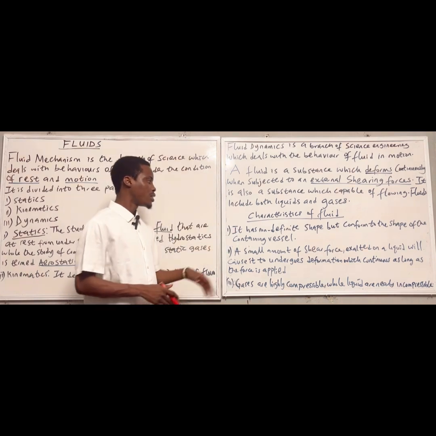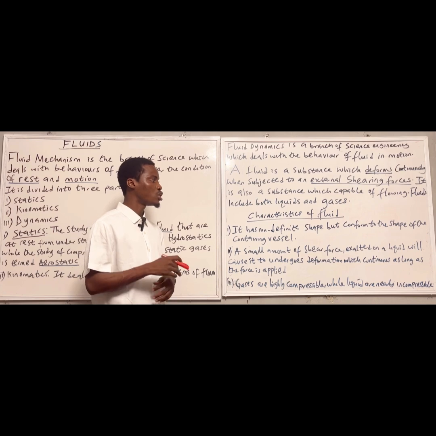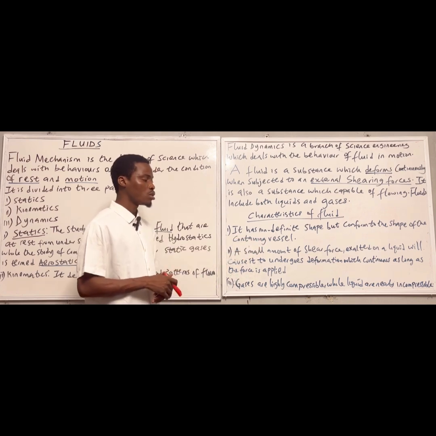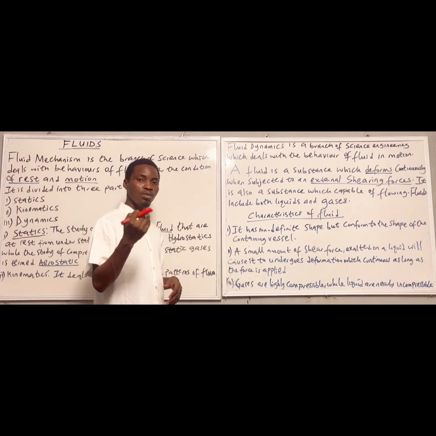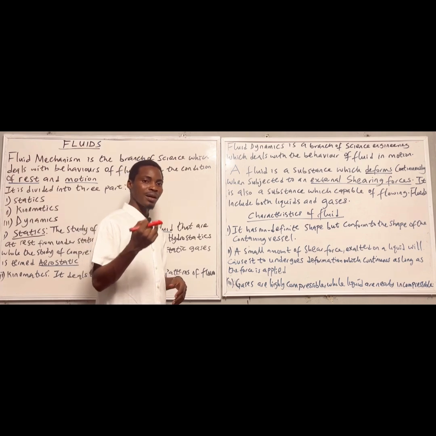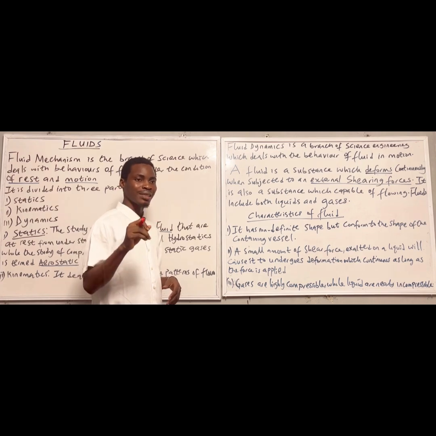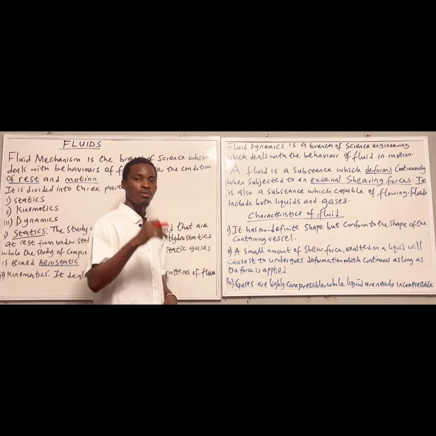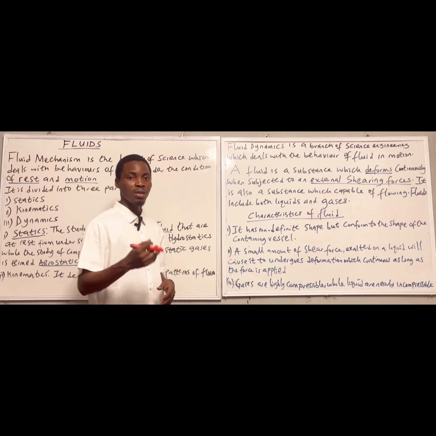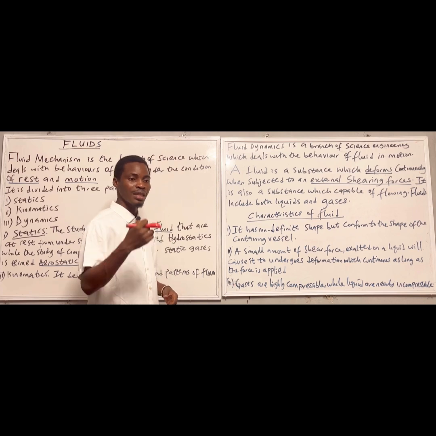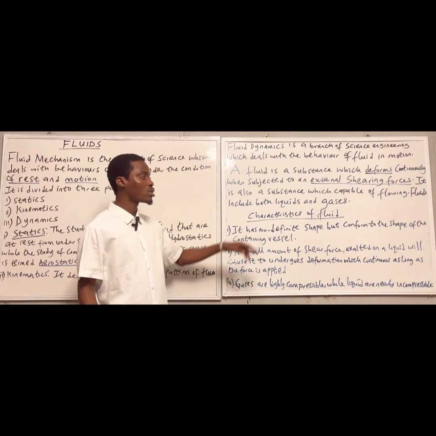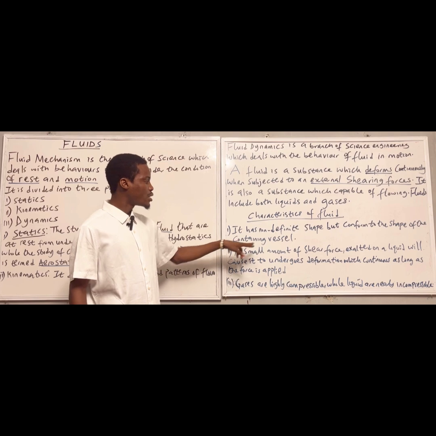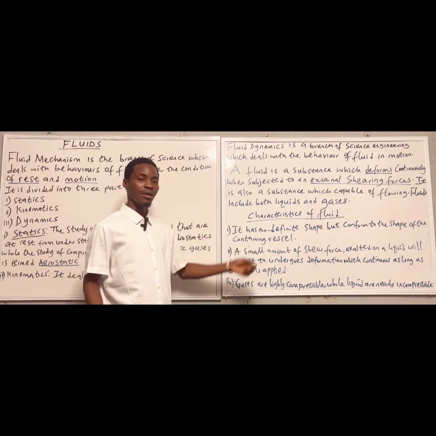Characteristics of a fluid. It has non-definite shape but conforms to the shape of the containing vessel. A fluid can be both liquid and gas. If you look at the properties or the state of liquid and gas, we learn that they have no definite shape. A gas, you cannot see a gas have a shape. You cannot see a liquid have a shape, unlike a solid. So that's why it has non-definite shape. And it also conforms to the shape of the container vessel.